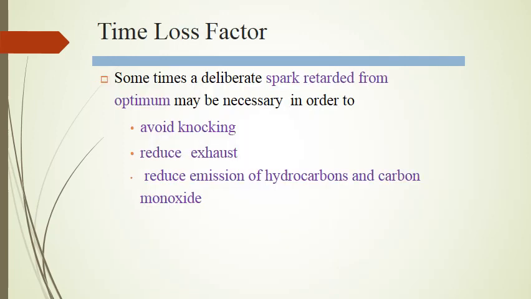As we have seen, when the ignition advance is increased beyond a certain limit, it results in a significant reduction in the value of indicated mean effective pressure, that is IMEP, and the consequent loss in power. However, sometimes a deliberate spark retardation from optimum may be necessary in actual practice in order to avoid knocking and to simultaneously reduce the exhaust emissions of hydrocarbons and carbon monoxide.